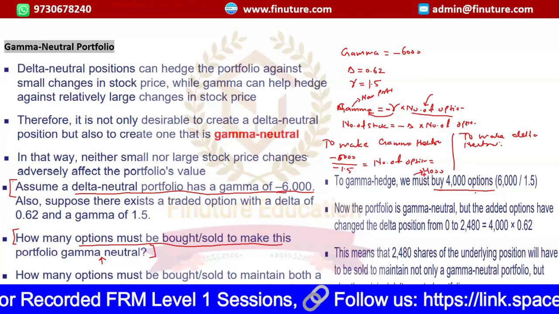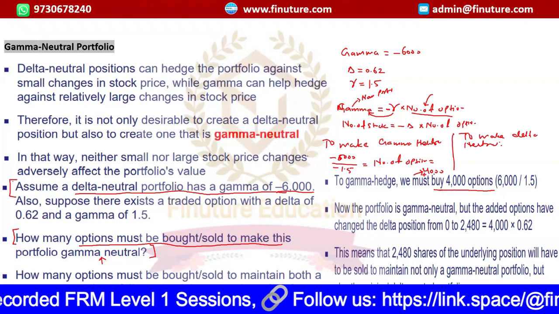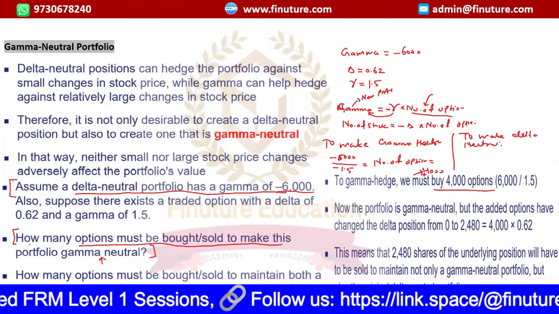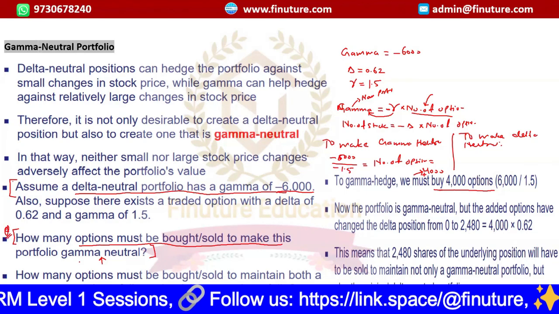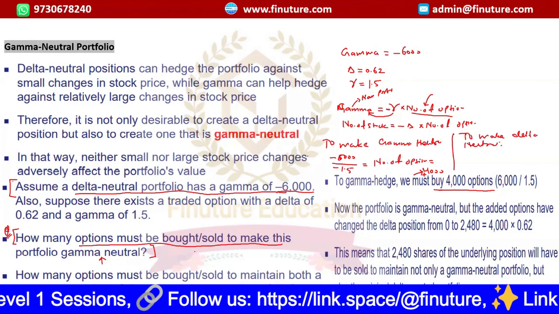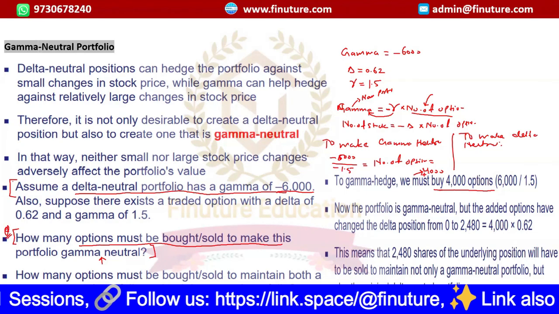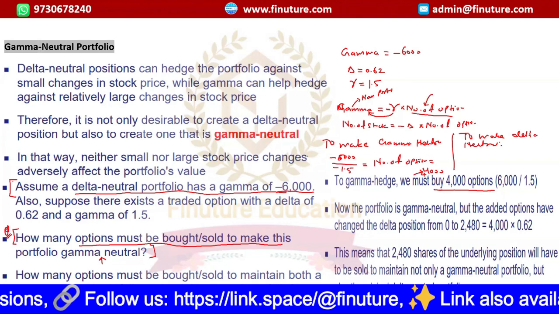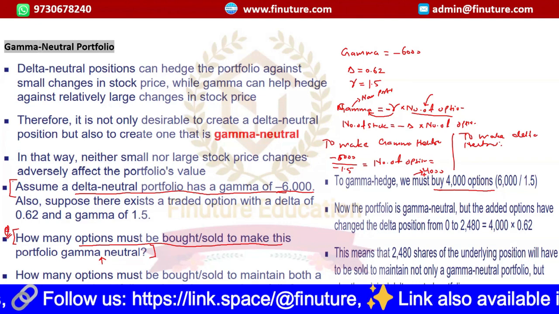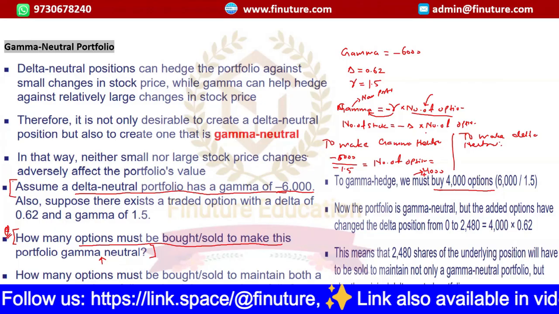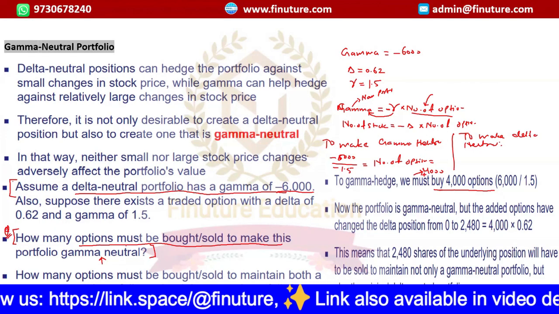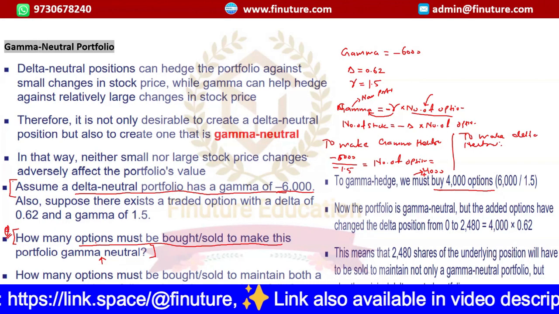But what will happen once you buy these 4,000? Now we have addressed question one, which was to make your position gamma neutral. But what will happen once you purchase these options to make your position gamma neutral? With the addition of these new options, initially this position was delta neutral.